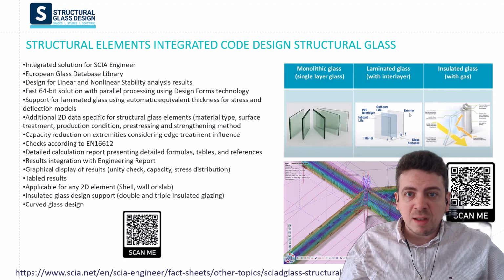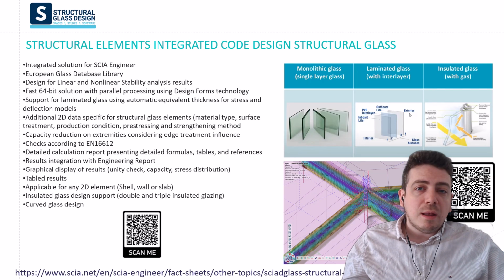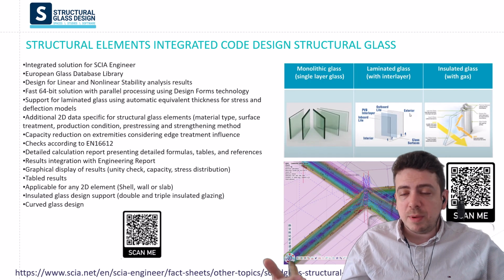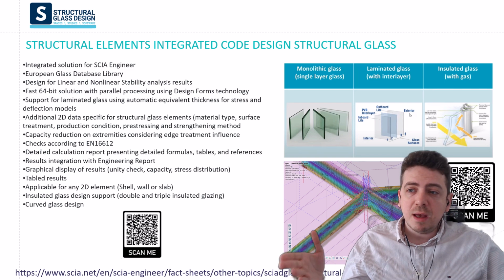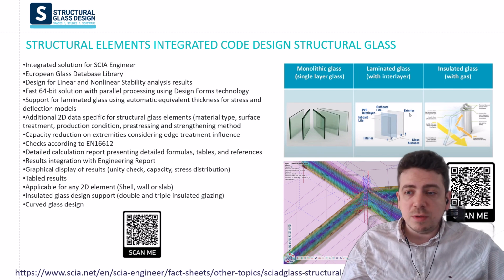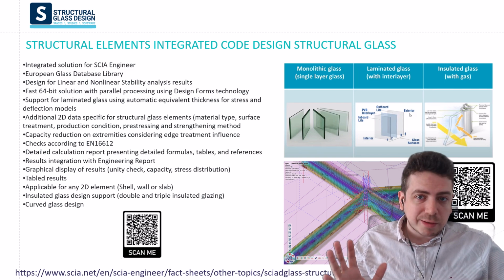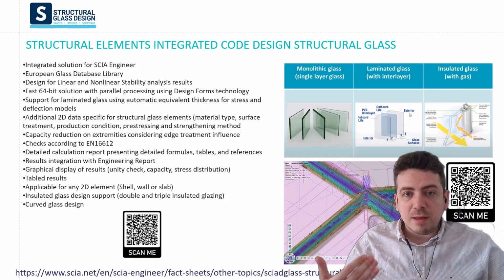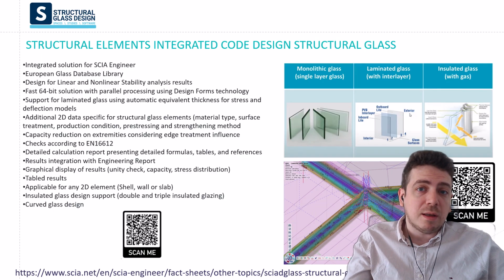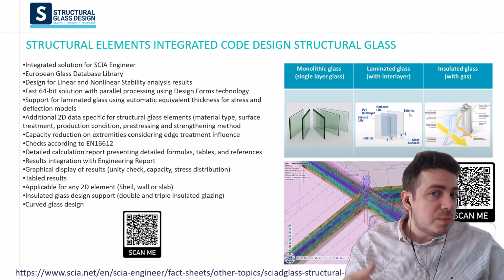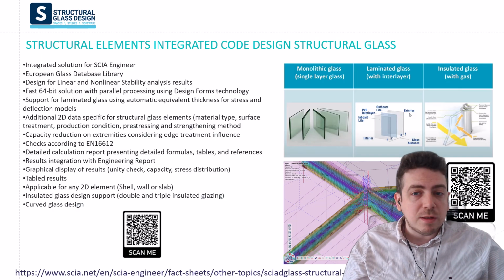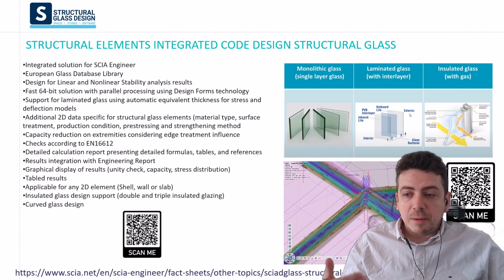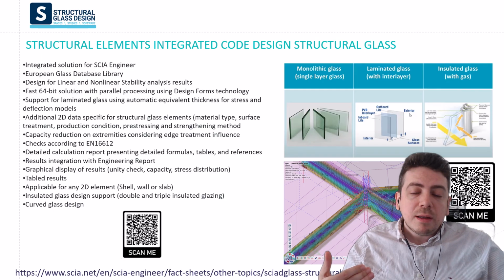There's the monolithic glass, a single layer of glass, then laminated glass with a more complex package of glass and foils, and the insulated glass, which is a more complex component, and this is where the code itself has provisions that are actually outside of the Eurocode, so it adds special actions that are only described here, and this is where actually glass is most used.